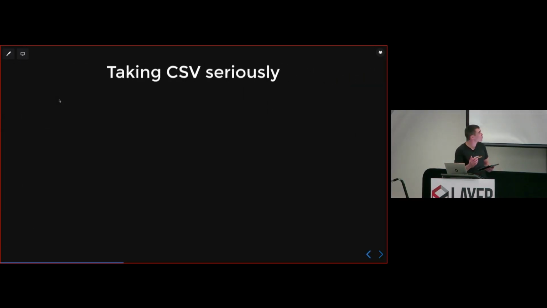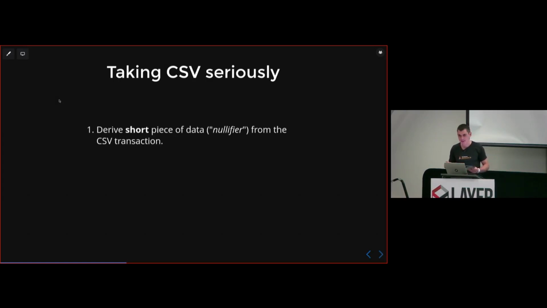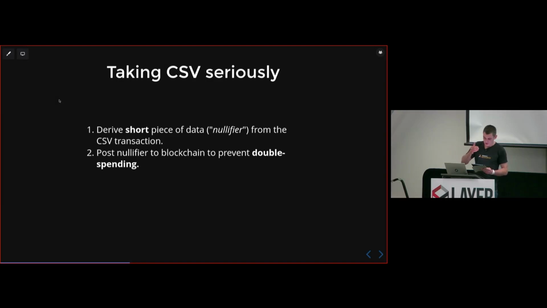So how can we use this insight? If there's no transaction validation, then we don't need to post the full transaction to the blockchain, right? So what we can do instead is to derive a short piece of data from the CSV transaction that we call the nullifier. And we post this nullifier to the blockchain just to prevent double spending. The nullifier is called nullifier because it nullifies a coin and prevents reuse.